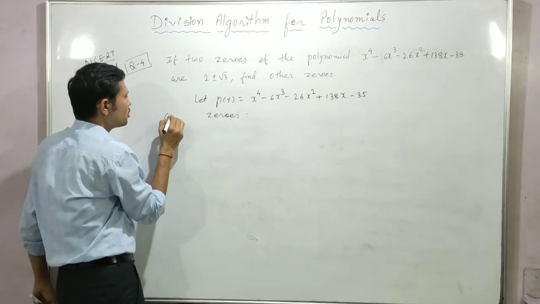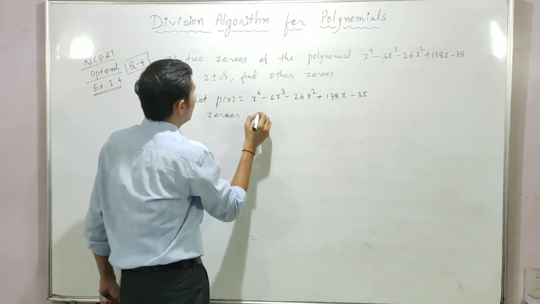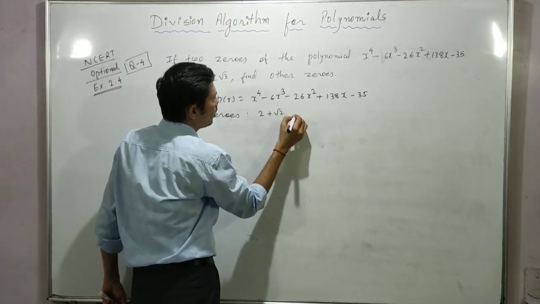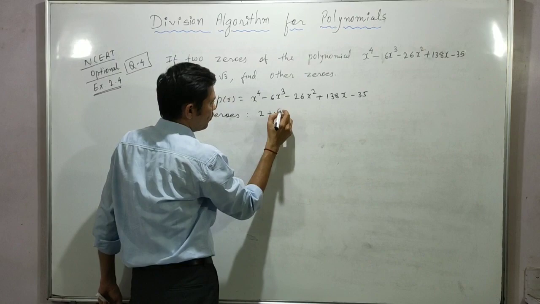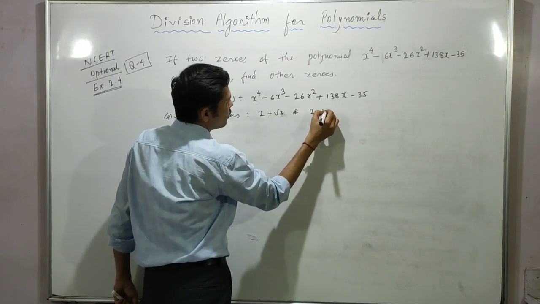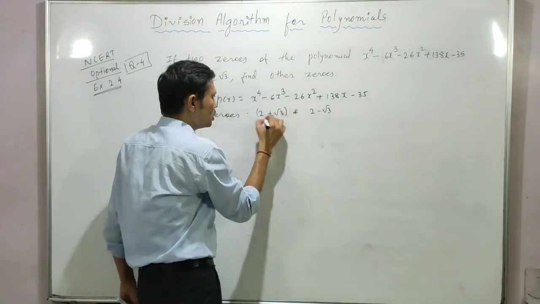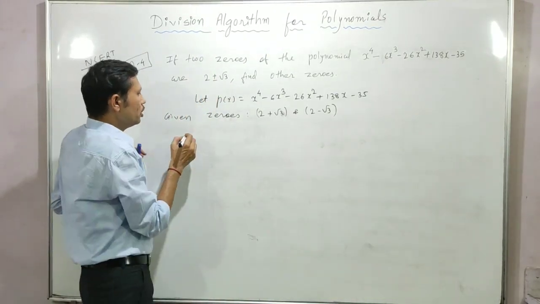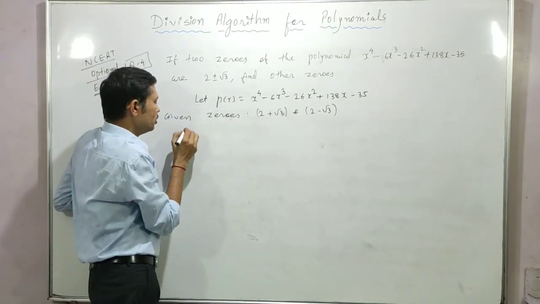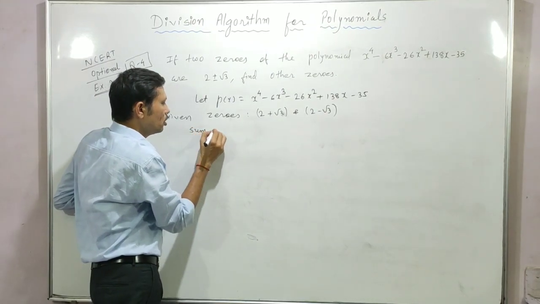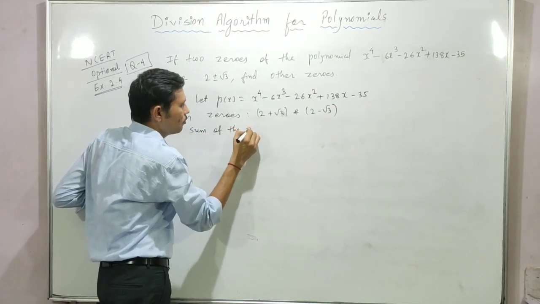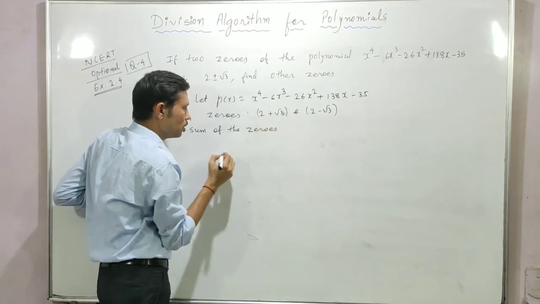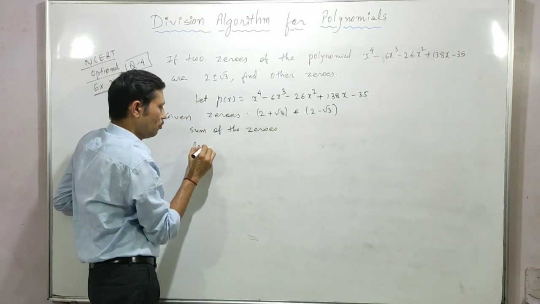Okay, given zeros, 2 plus root 3 and 2 minus root 3. These are the two zeros given to us. Okay, now we will discuss a different method. Now we will calculate the sum of the zeros and the product of the zeros.